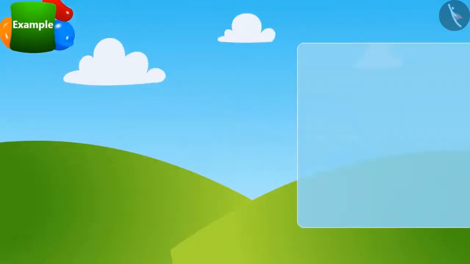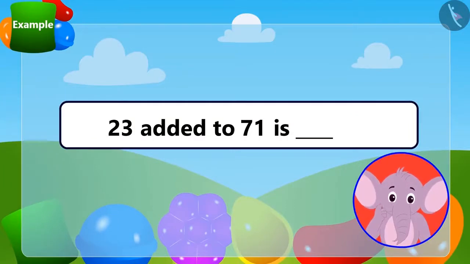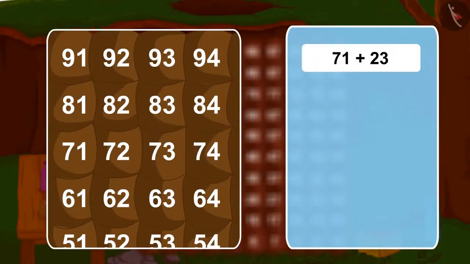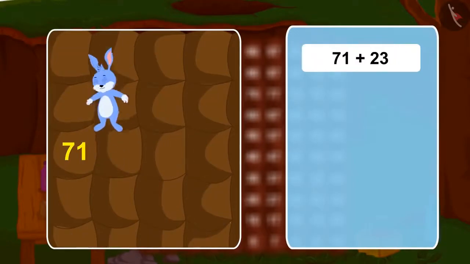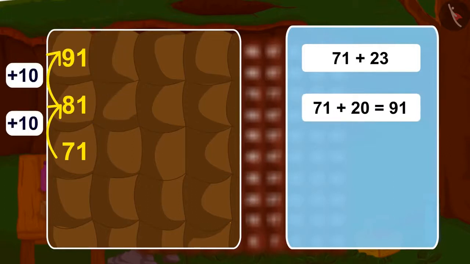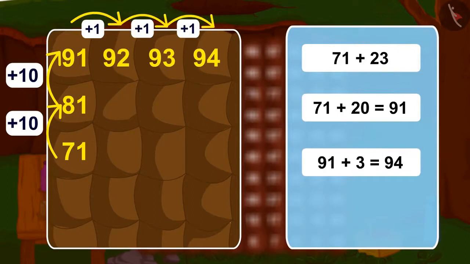Children, can you solve this riddle by using the rooms of Bunny's house? How many jumps will he have to take this time? Oh yes, we will first take 2 long jumps and reach 20 steps ahead to reach 91. And then, absolutely right, 3 steps further ahead and 23 steps more than 71, we will reach 94. In this way, adding 23 to 71 would give us 94.